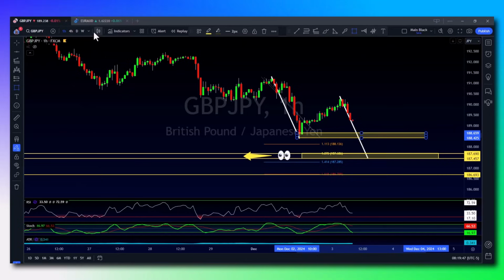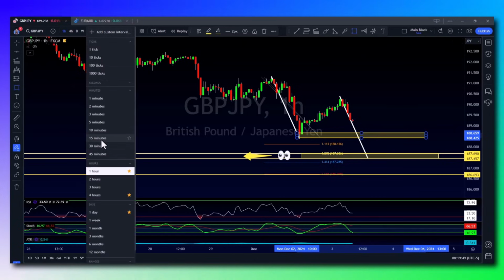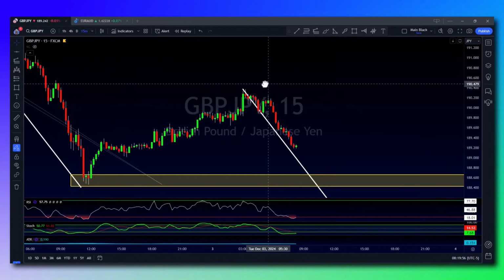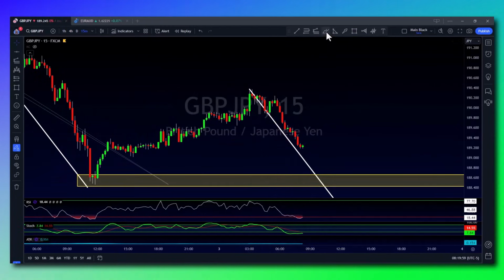So let's head down to the 15. Let's see what Jason was talking about in the London room. My guess was, was he looking for a double top up here? Would this have been London time?